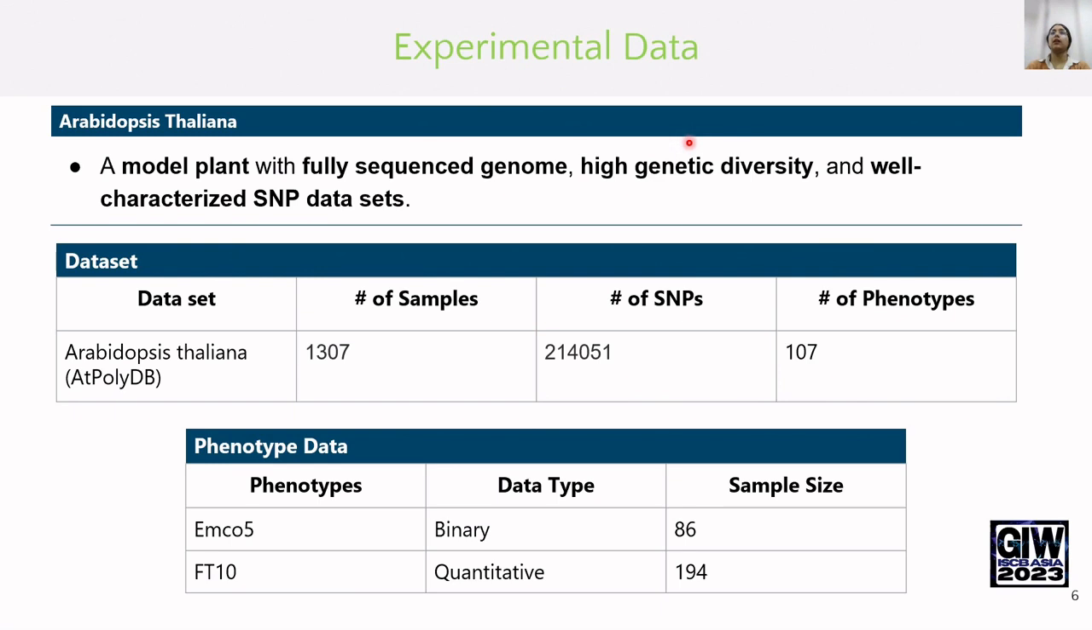In this study, the data from a model plant, Arabidopsis thaliana, is used. It is important to study plant genome due to the genetic differences between plants and humans. Plant genomes are more complex and larger in size or number and have a higher degree of homozygosity. This genome data has 1,307 samples with 214,051 SNPs or features. Two phenotypes from the phenotype data were selected, MCO5 the binary and FT10 the quantitative phenotype.